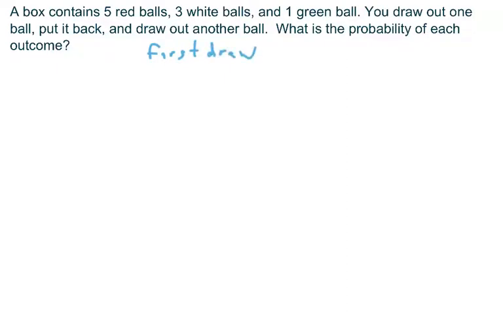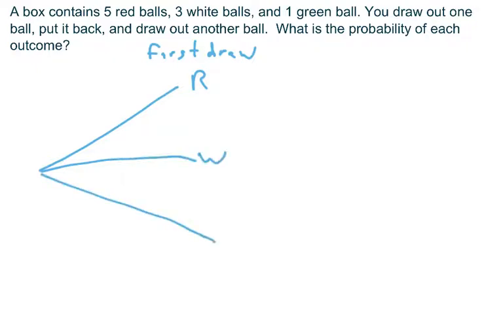And the first ball that you draw out could be one of 3 things. It could be red. I'll just abbreviate that with R. It could be white, or it could be green. So the branches of the tree illustrate what can happen with the first draw. On the branches, I'm going to write the probability of each.